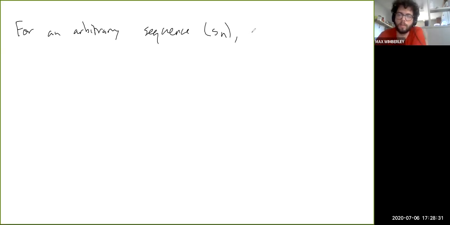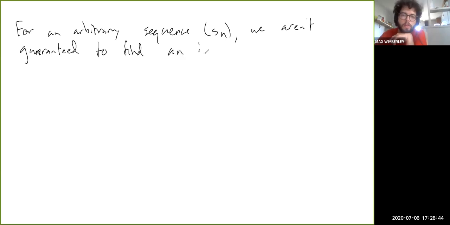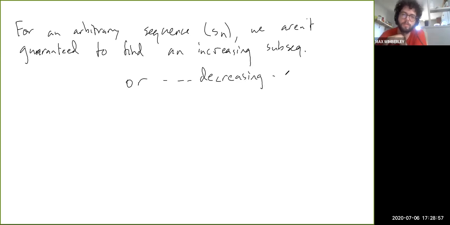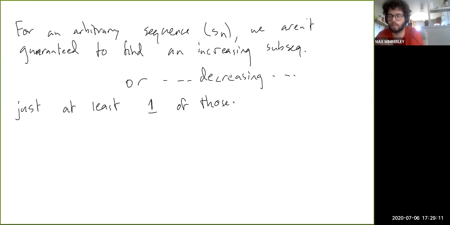Right. So for an arbitrary sequence Sn, we aren't guaranteed to find an increasing subsequence, right? And the same goes for a decreasing subsequence. The only thing we're guaranteed is at least one of those. So we're guaranteed to be able to find either an increasing or a decreasing subsequence at least. Sometimes you can actually find both, but we're at least guaranteed to find one of these two types of subsequences.